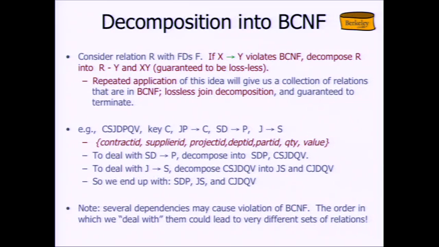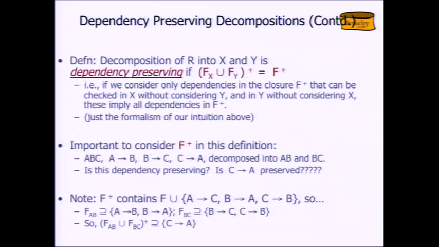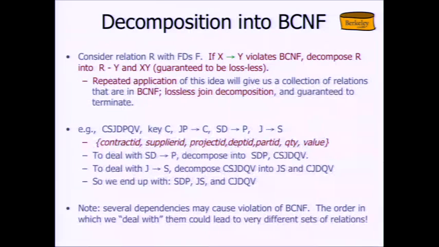Let's just leave that on the table from before. We want to avoid things being not dependency preserving if we can. So let's see if we can decompose things into BCNF and get everything we want: lossless join, dependency preserving, awesomeness. Let's see. All right, consider a relation R with functional dependencies F. Let's convert it into BCNF. If it's already in BCNF, we're done.